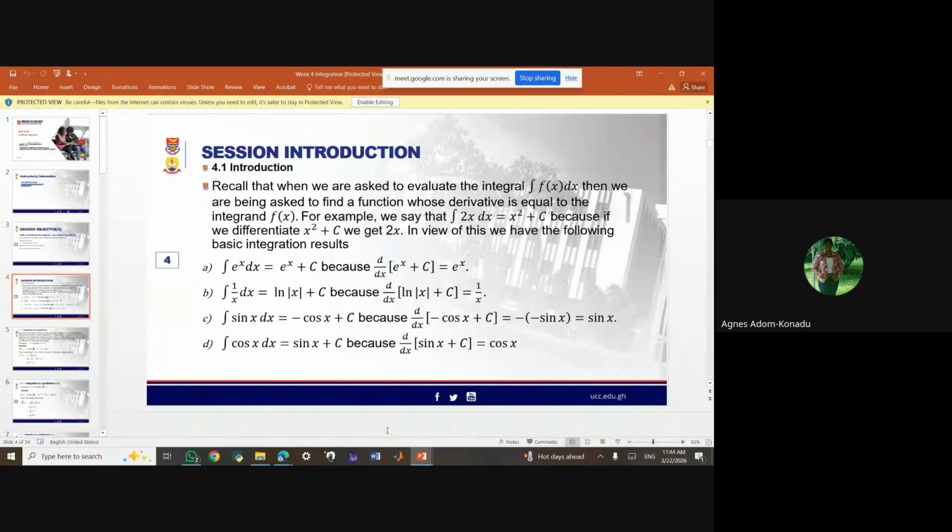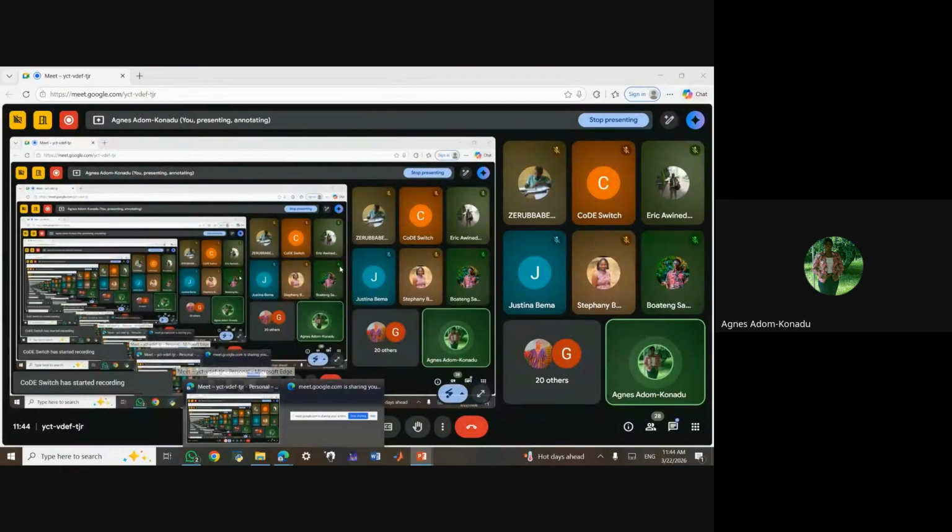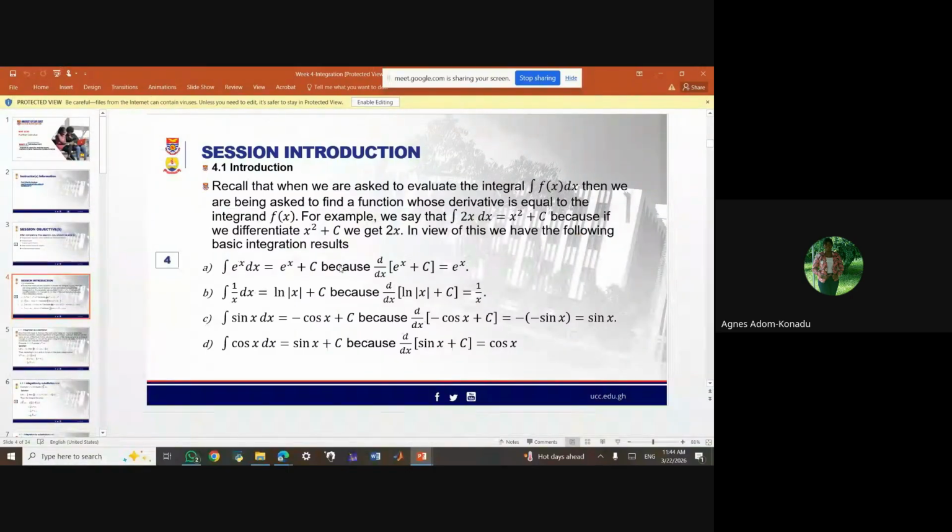These are just revision of what we already know. Okay. So today, the introduction, let us recall what we are asked to evaluate.